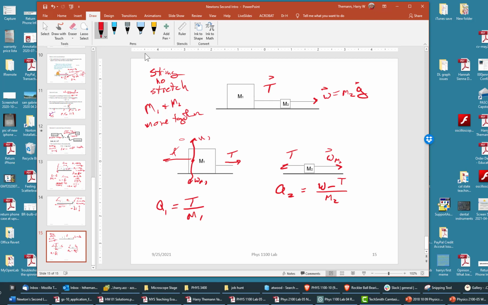So the acceleration of M1 plus M2 is just simply going to equal the force exerted on the system. If I put them together, the T disappears, and we have M2, and we simply have this mg.